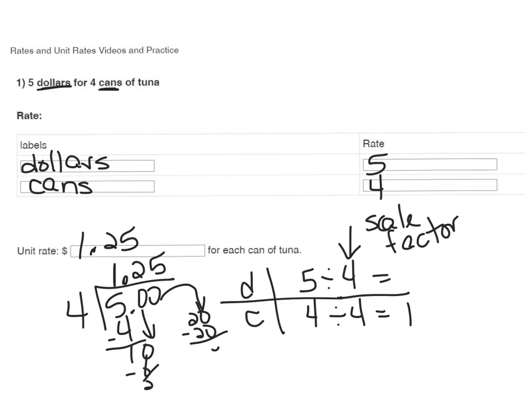So make sure you write this down in the unit rate. Make sure you write dollars with an S, cans with an S, 5 to 4 as your rate, and the $1.25 for each can of tuna. So exactly what I write, that's what you're supposed to write in your assignment, and that should give you at least 50 if you're watching every video. So go to number 2, and you'll have a video there too.